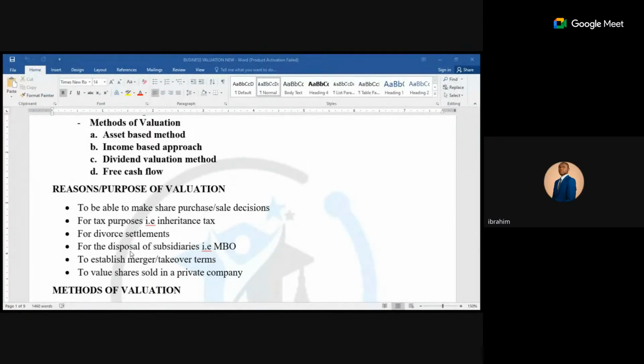When a subsidiary is not bringing more funds, you are making a loss on that particular subsidiary company, you can sell it to the management staff. You can sell it. And that is what we call management buyout.